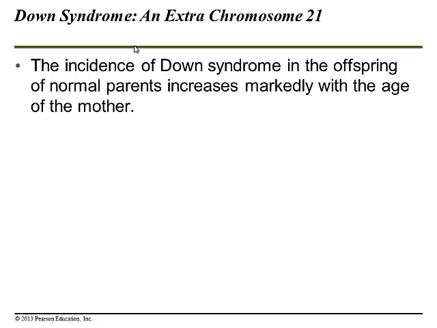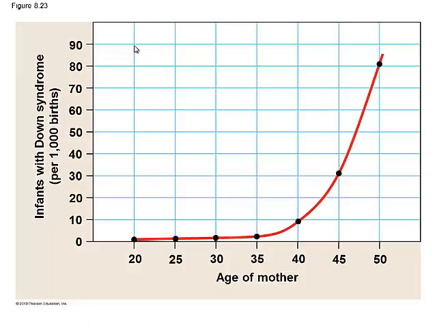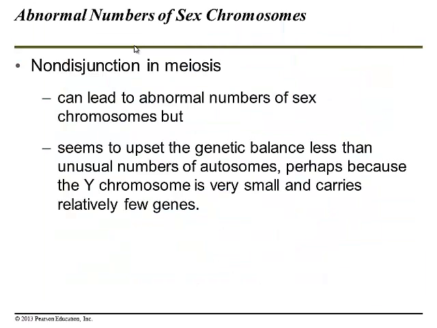So, Down syndrome in offspring of normal parents seems to statistically increase markedly with the age of the mother. So that's one of the chances you take. And look at the statistics. It increases quite a bit. Most people don't tend to have babies at 50, but between 40 and 50 years of age, it increases quite a bit. So realize that you increase your chances of having possibly genetic disorders.